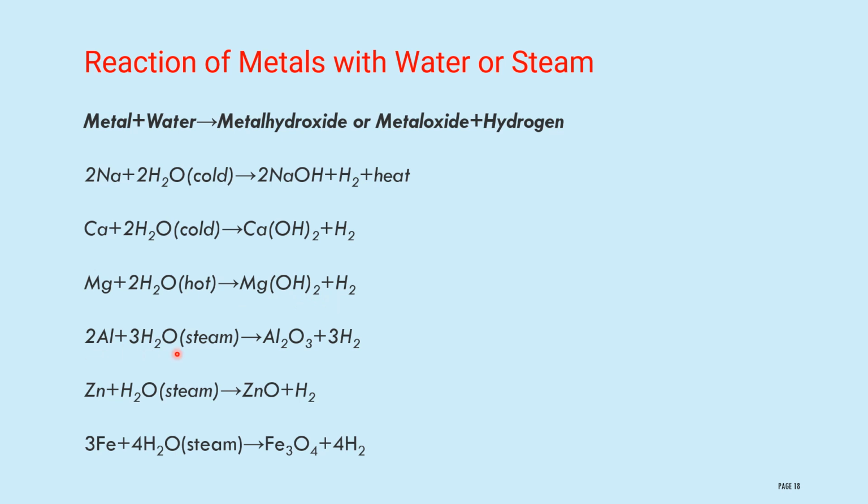Aluminium reacts with steam, then you will get aluminium oxide plus H2. Zinc reacts with water in the form of steam, then you will get zinc oxide plus H2 gas. Iron reacts with water in the form of steam, then you will get iron oxide plus H2. Here some metals react with water, some react with steam also.